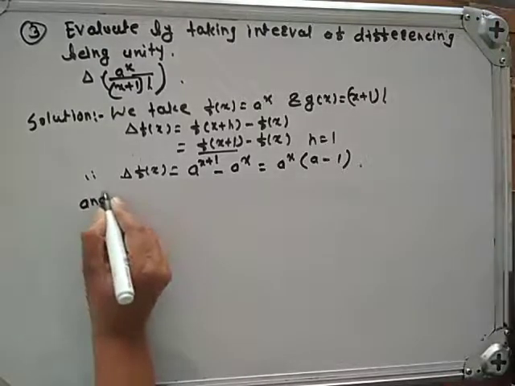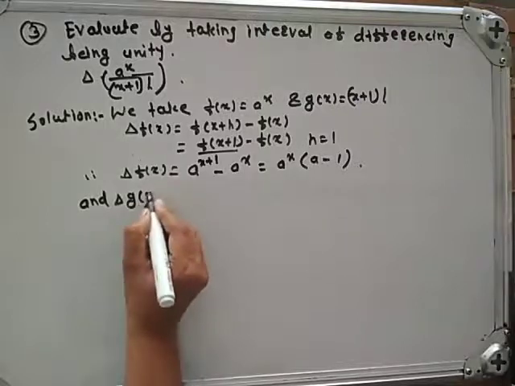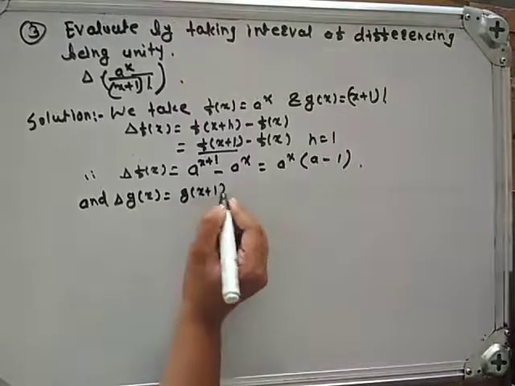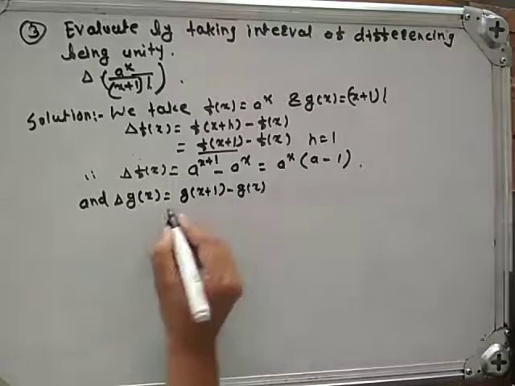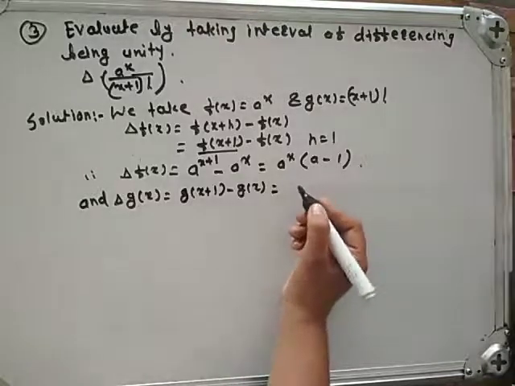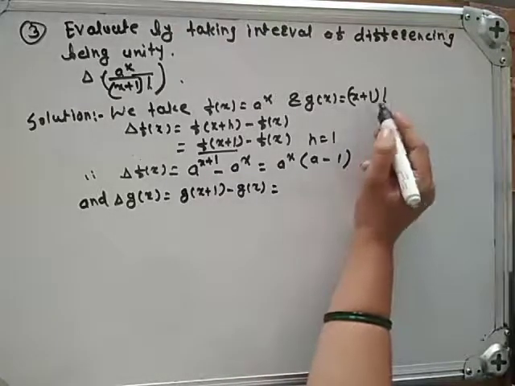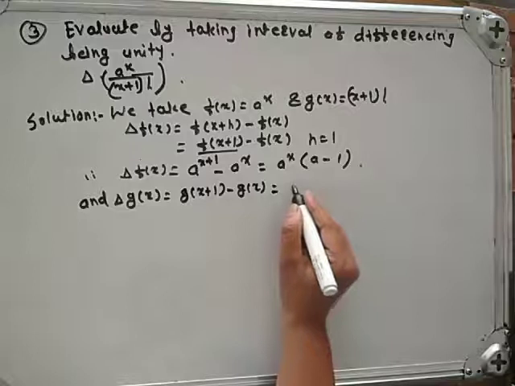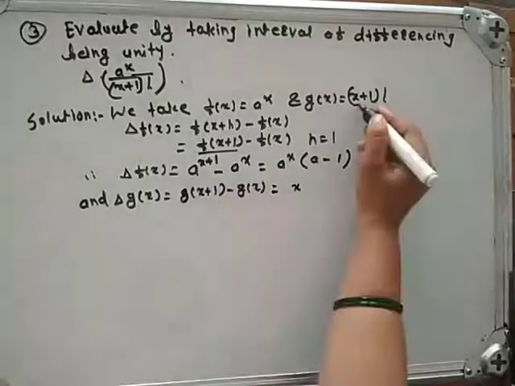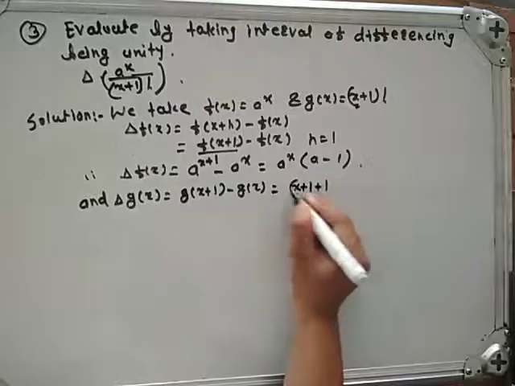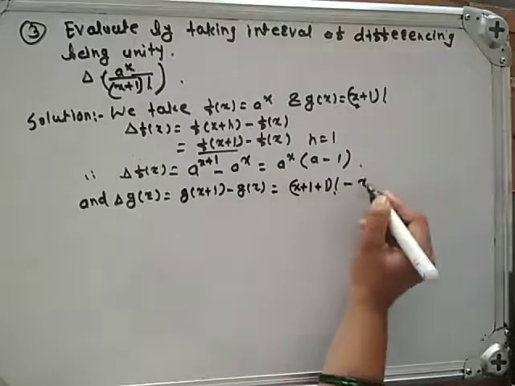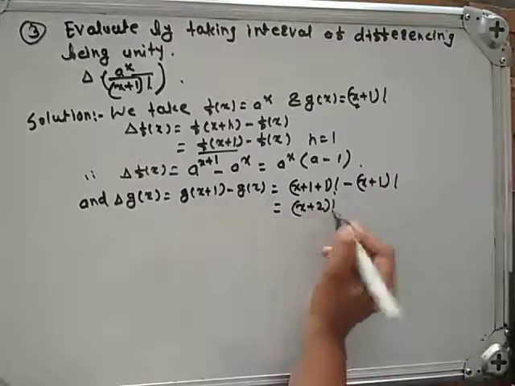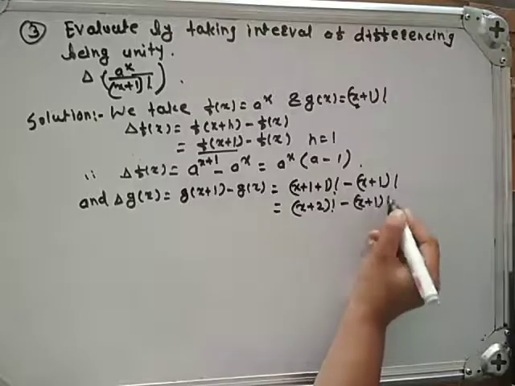Now calculate delta g of x. Delta g of x is g of x plus 1 minus g of x, which is equal to, g of x is x plus 1 factorial. Here g of x plus 1, so replace x by x plus 1: x plus 1 plus 1 factorial minus x plus 1 factorial, which is nothing but x plus 2 factorial minus x plus 1 factorial.